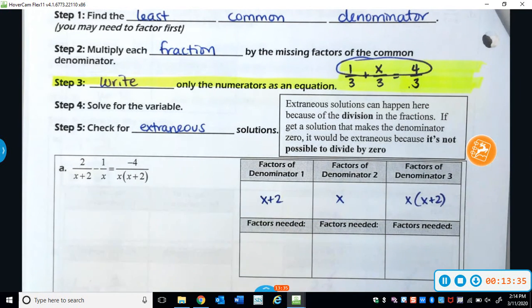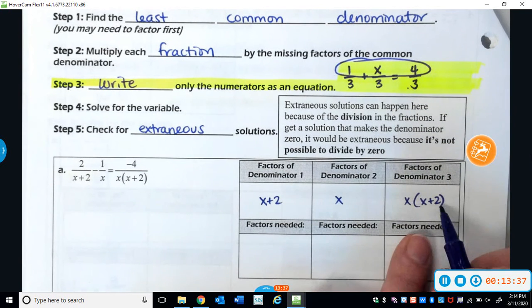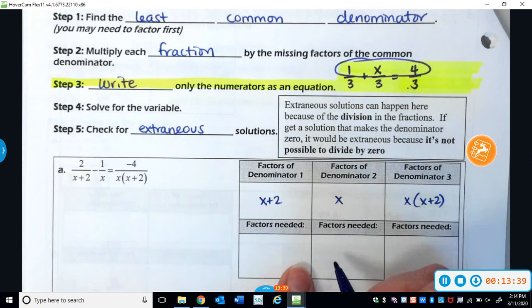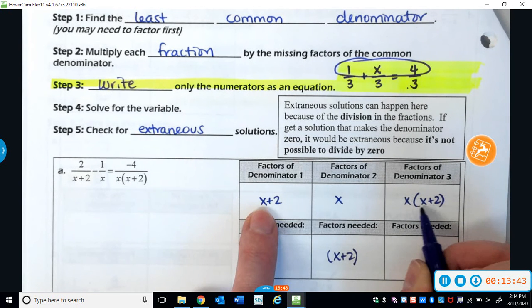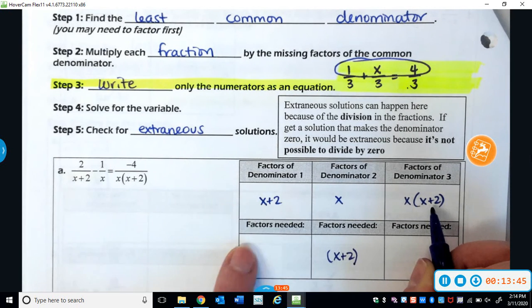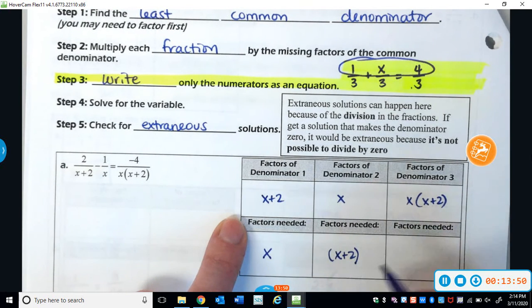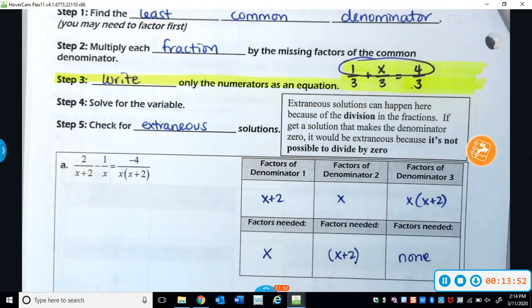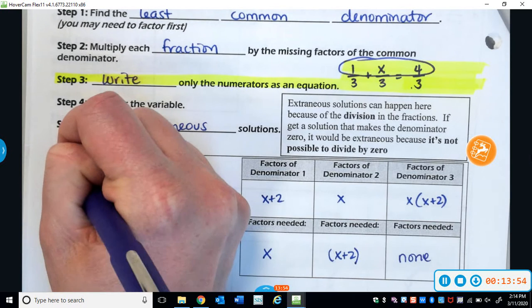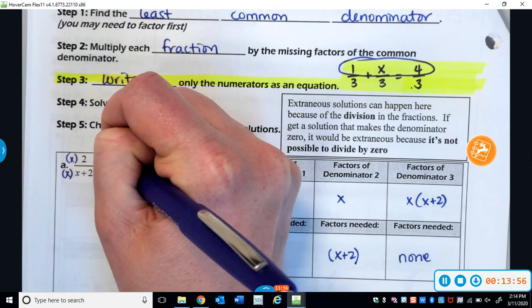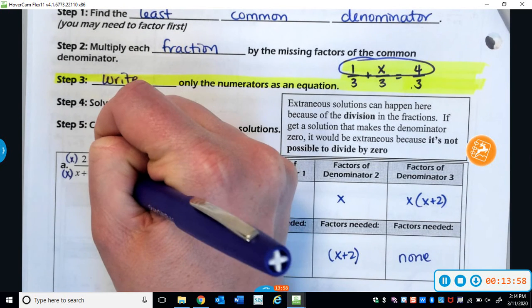If you're comparing 3, it might help to start with the one that has the most. So these already have an x in common. This needs an x plus 2. If I compare these, this one already has an x plus 2, so it needs an x. And if I check these 2, they already have the ones that they're missing. And this needs none. So I'm going to multiply this first fraction by x, and this second fraction by x plus 2.